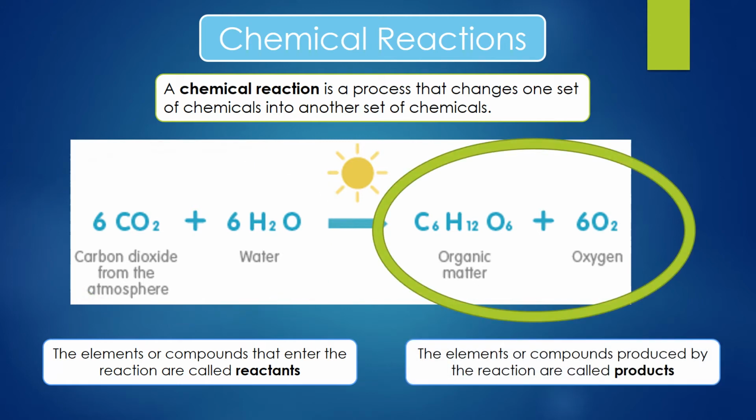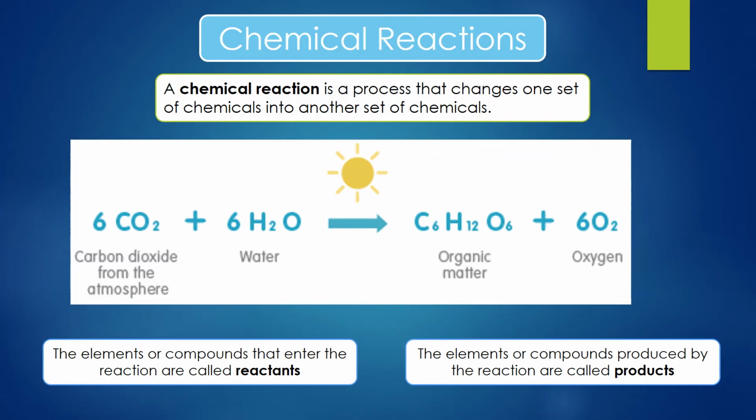On the right side of the arrow, we have the products. These are the elements or compounds that are produced by this chemical reaction. In this case, we've got organic matter, sugar, and oxygen.